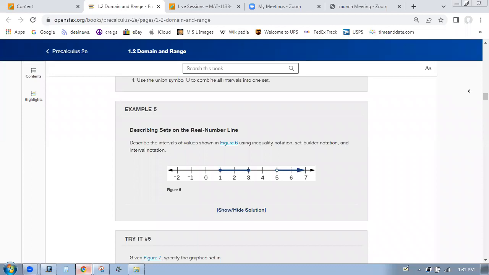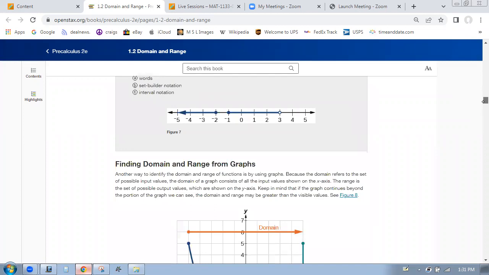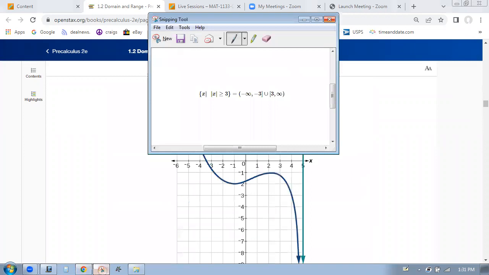So, let's see. Here's a good picture. Analyze this. It shouldn't be too hard.